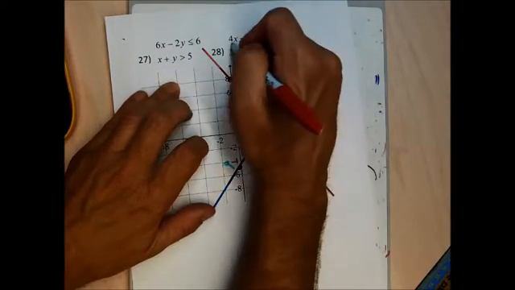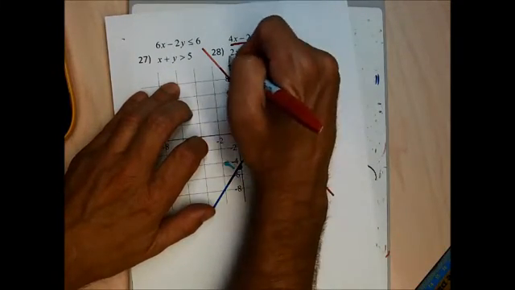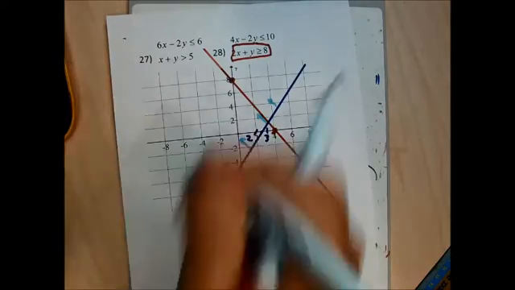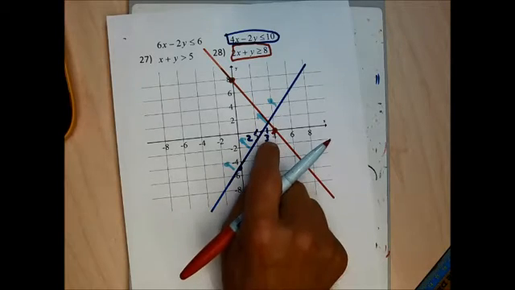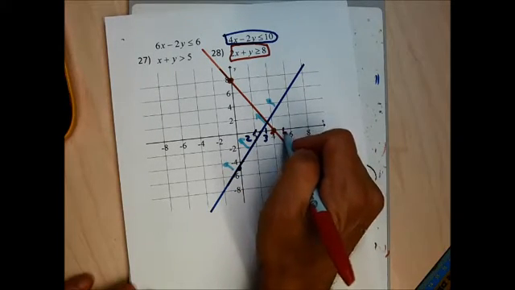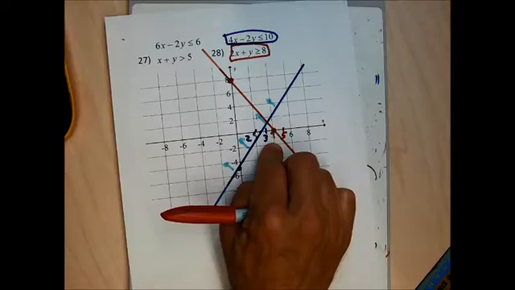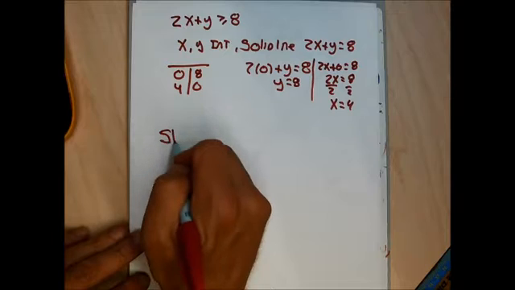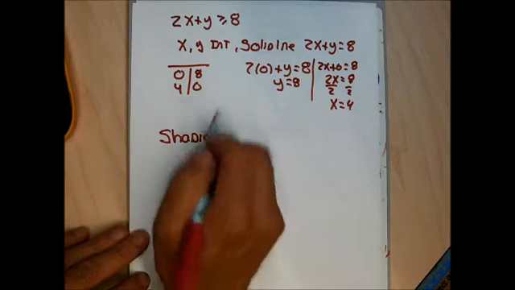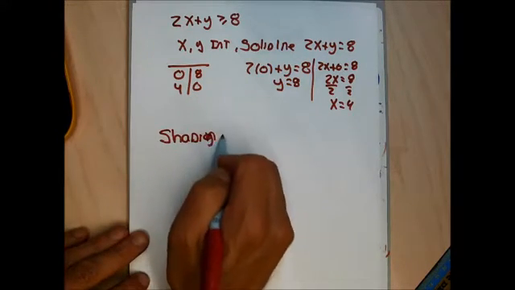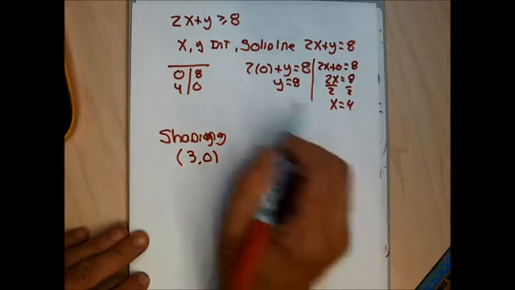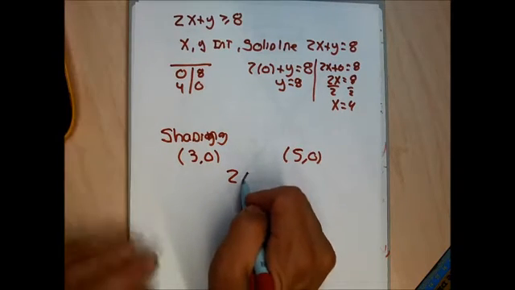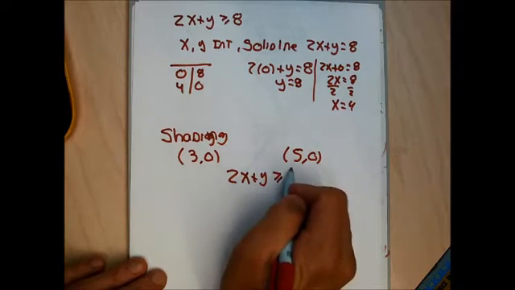I like color coding, so I did this one in red and this one in blue. You don't have to color code, but it helps. For shading now, I'm going to check 3 and 5 because those are on either side of 4. So now for the shading part of this, I'm going to use (3, 0) and (5, 0) and plug them into the original 2x plus y is greater than or equal to 8.